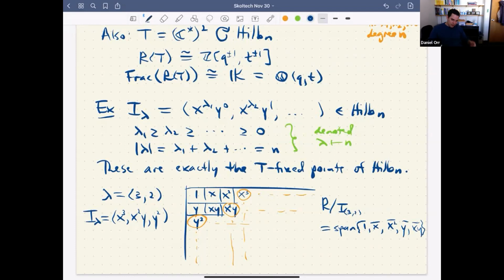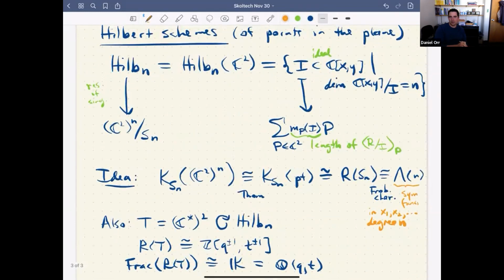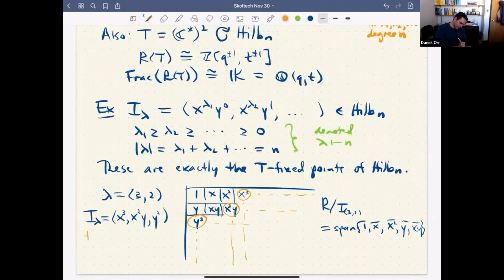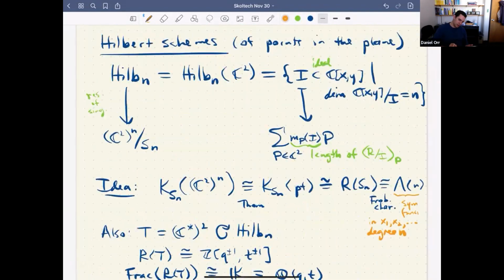Okay, and then in terms of this Hilbert-Chow morphism, the only T fixed point downstairs is the origin, right? So these all sit over the most singular part of the quotient, and copies of the point (0,0). Okay, so that's a little mini course on Hilbert schemes of points in the plane.